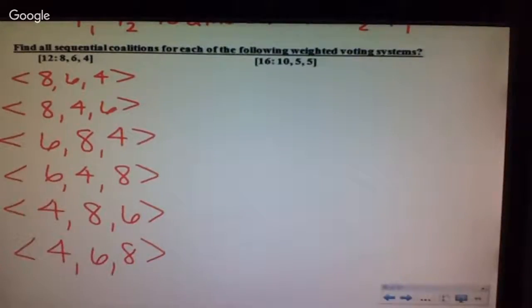That's it for the first part, and then we'll have to underline. But this underlining is a lot easier than the last one, I promise you. Every coalition in Shapley-Shubik has to have every player in it. So all 3 have to be in each and every one of these. Be careful with this one.